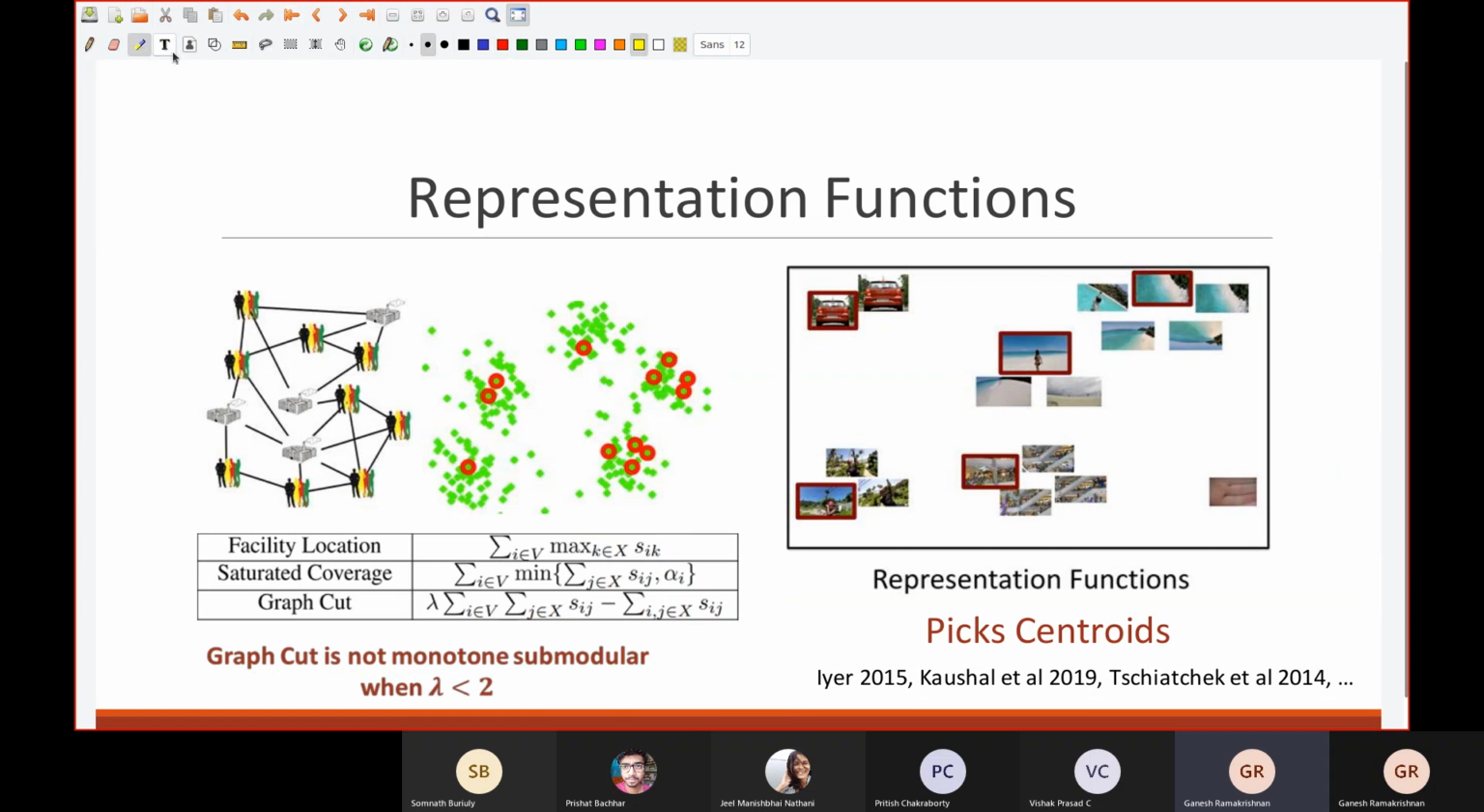So one point we noted with respect to graph cut itself is that it is submodular but not monotone submodular. It's monotone when lambda is less than 2. Okay. So monotonicity is compromised.